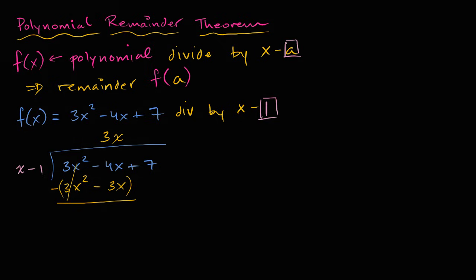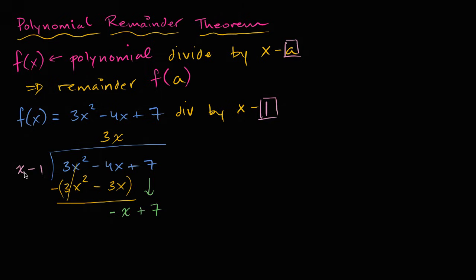Let me do this in a new color. So it's going to be negative x. And then we can bring down the 7. Complete analogy to how you first learned long division in maybe, I don't know, 3rd or 4th grade. So all I did is I multiplied 3x times this. You get 3x squared minus 3x. And then I subtracted that from 3x squared minus 4x to get this right over here. Or you could say I subtracted it from the whole polynomial, and then I got negative x plus 7.